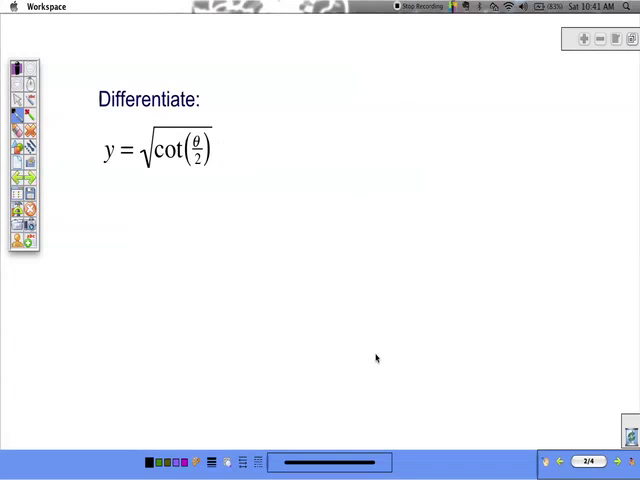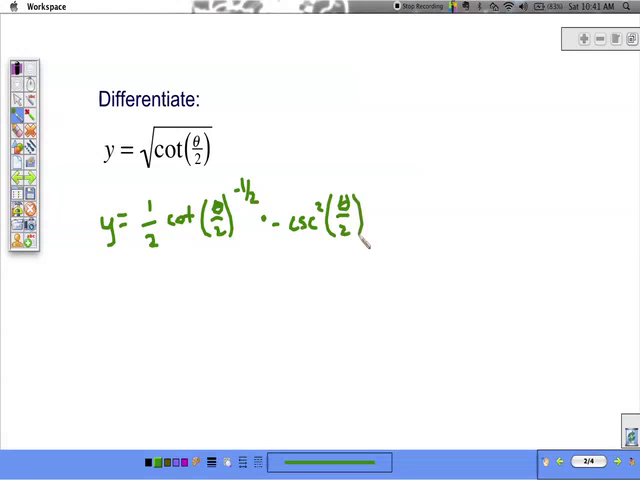Now we're differentiating a cotangent function. It's actually a composition of functions. Hopefully you're envisioning that we're going to need to use the chain rule a couple of times. Square root is the same as the 1/2 power, so 1/2 cotangent theta over 2 to the negative 1/2 times the derivative of cotangent. And that's in your formula packet. Well, we get negative cosecant squared theta over 2, and chain rule one more time, times 1/2.